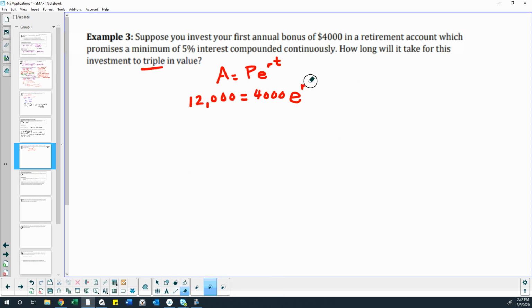I meant to write in our other numbers here, which was mostly just the rate, 0.05, and then that times t, and we're trying to find t, so that's our variable. Okay, we're going to go ahead and divide both sides by 4,000 so that we can isolate our exponential. Again, as predicted, 12,000 divided by 4,000 is a lovely 3, which is what happens if you're going to triple something, just like we got a 2 when we were doubling it.